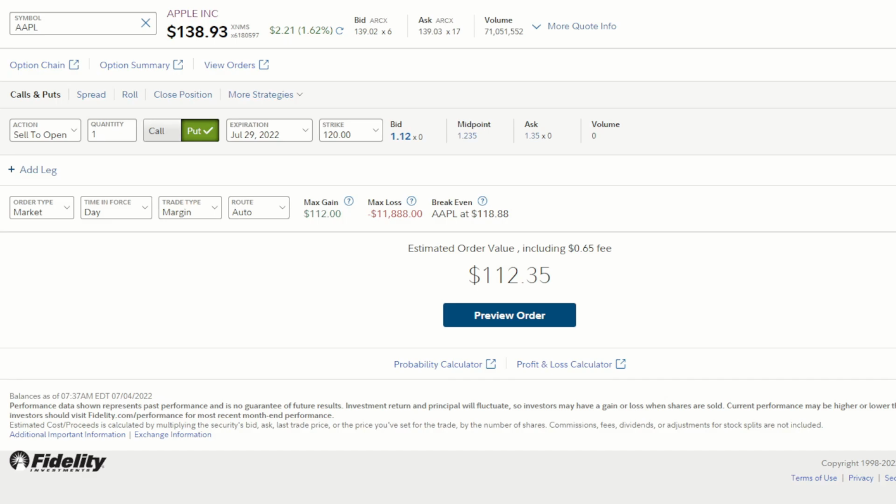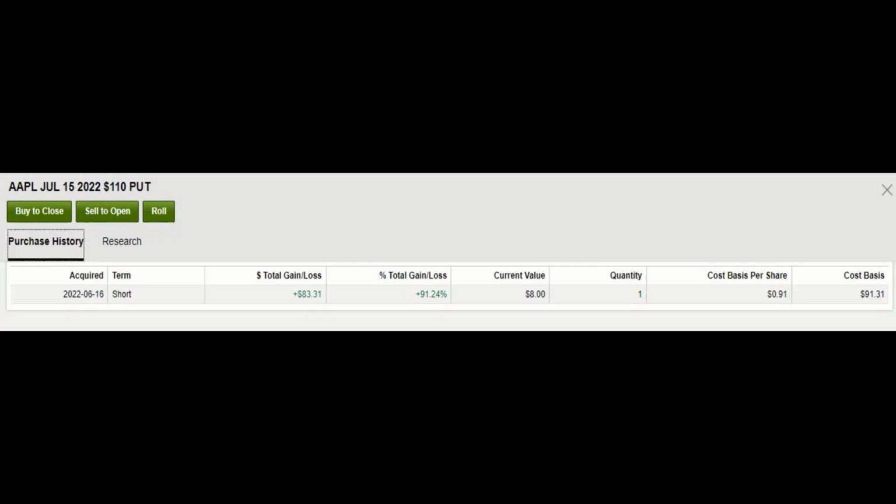So I'm pro Apple, and I'll show you a trade right now too, where I've got Apple in a similar situation. So here you see that I did this back in the middle of June, and I sold this for $91.31. So the exact same type of trade out about a month, and I collected $91.31. It's actually time to close this because I've collected $83 of that, which is 91%. So it only has $8.